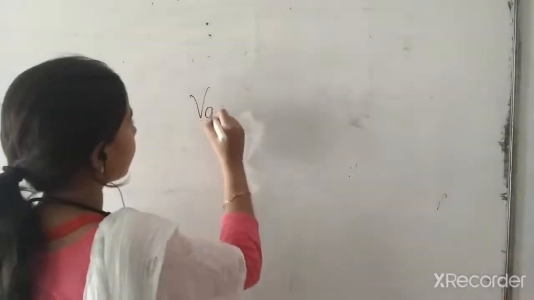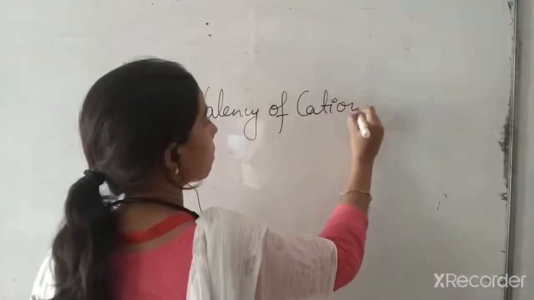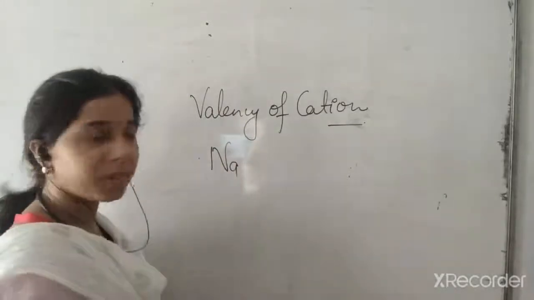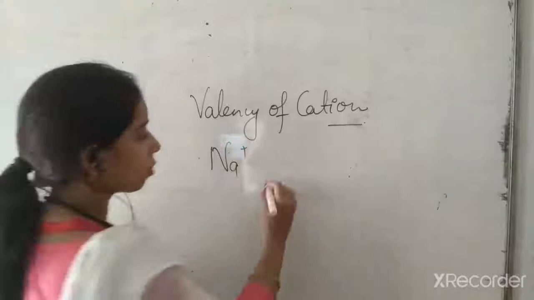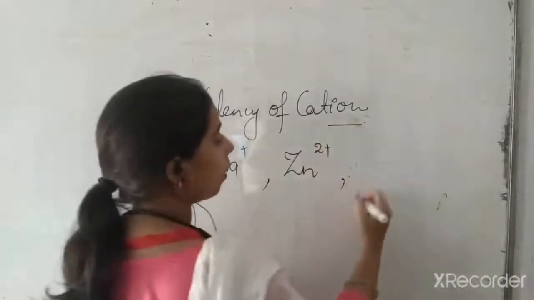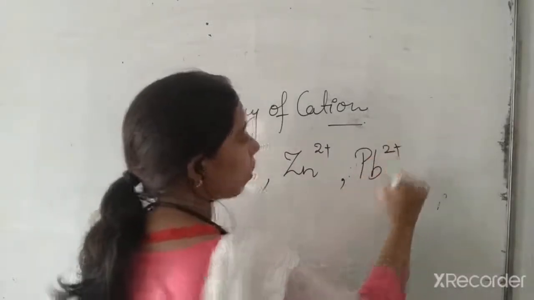Now students, suppose we are looking for the valency of ions. Yesterday we discussed ions also. There is a cation and an anion. Suppose we have to find the valency of a cation. Cation means a positive charge is there. Sodium has the charge plus 1. Zinc has the charge plus 2. And Pb is also plus 2.